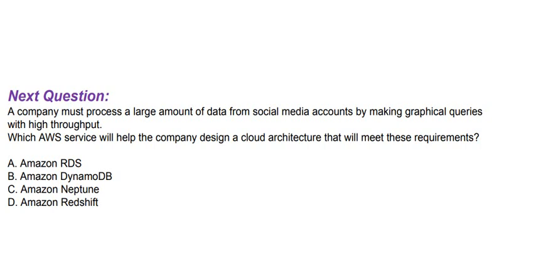Next question is: A company must process a large amount of data from social media accounts by making graphical queries with high throughput. Which AWS service will help the company design a cloud architecture that will meet these requirements? Option A: Amazon RDS. Option B: Amazon DynamoDB. Option C: Amazon Neptune. And option D: Amazon Redshift. The correct answer is option C.